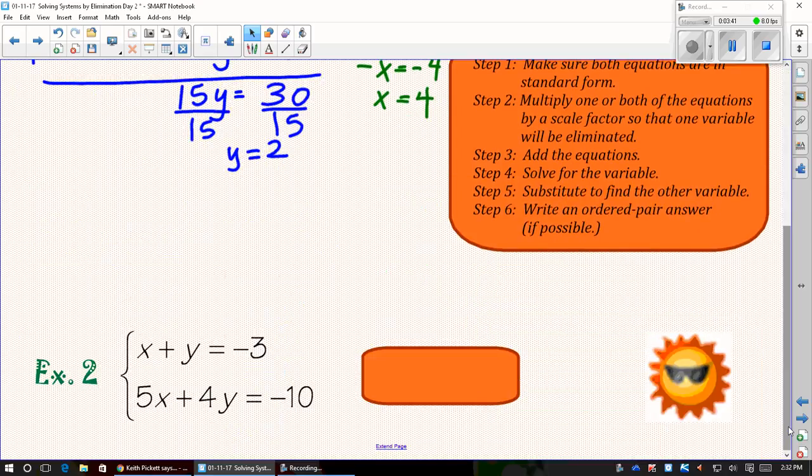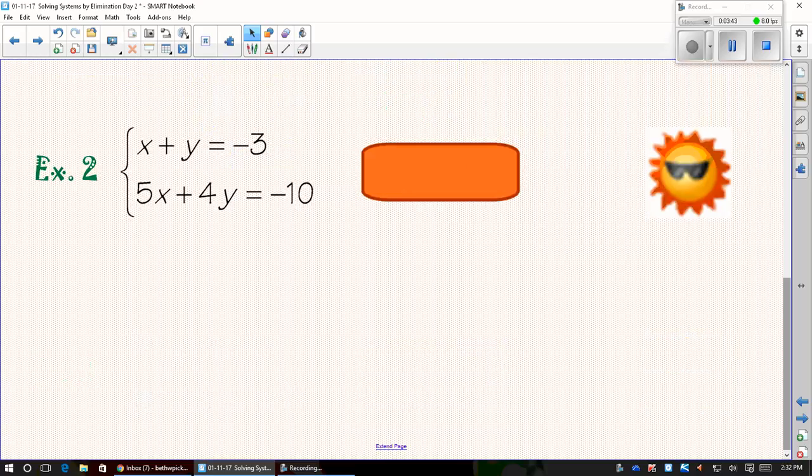Okay, both equations are in standard form. As of right now, nothing is going to be eliminated, so I'm going to have to do step 2, which is multiply through. Now again, this one happens to be one where one variable is not necessarily that much easier than the first one.